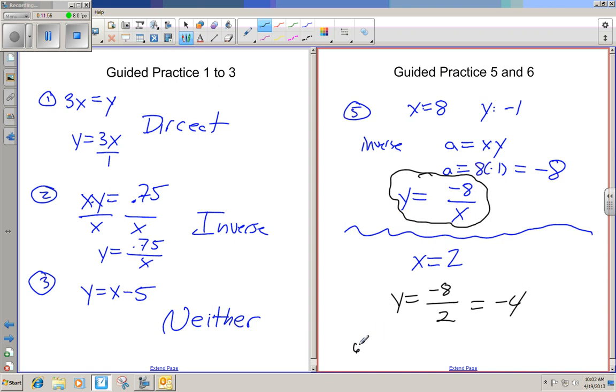Number 6, I'd like you to try on your own. Number 6, x is 1/2, y is 12. Pause the video, work out the solution. If you've worked out the solution for number 6, you should see that y equals 6 over x is the equation. And then when you put 2 in there, you see that y equals 3. So those should be your answers for checkpoint number 6.